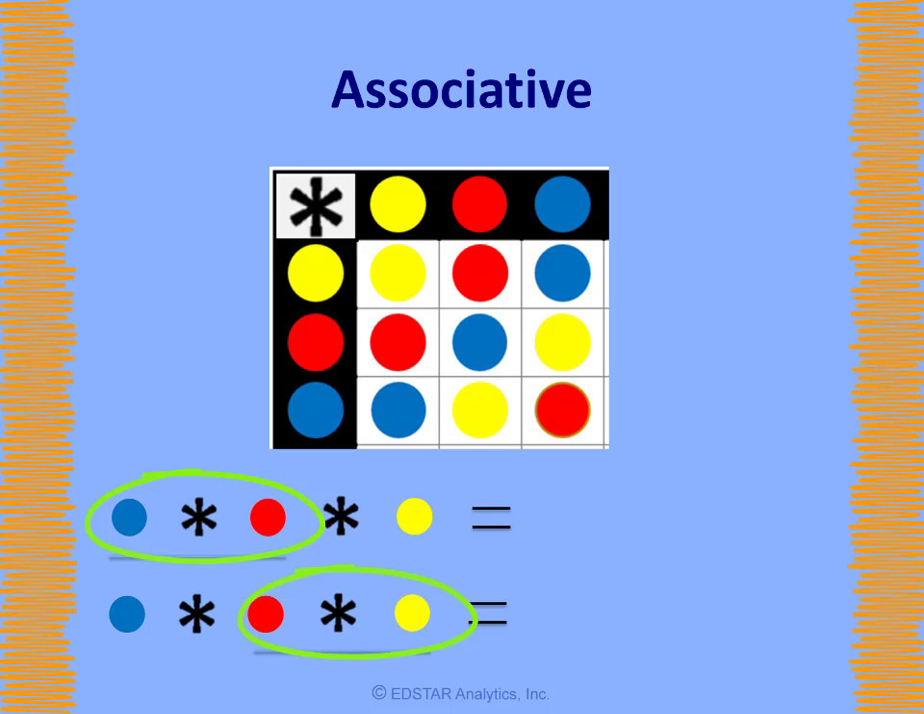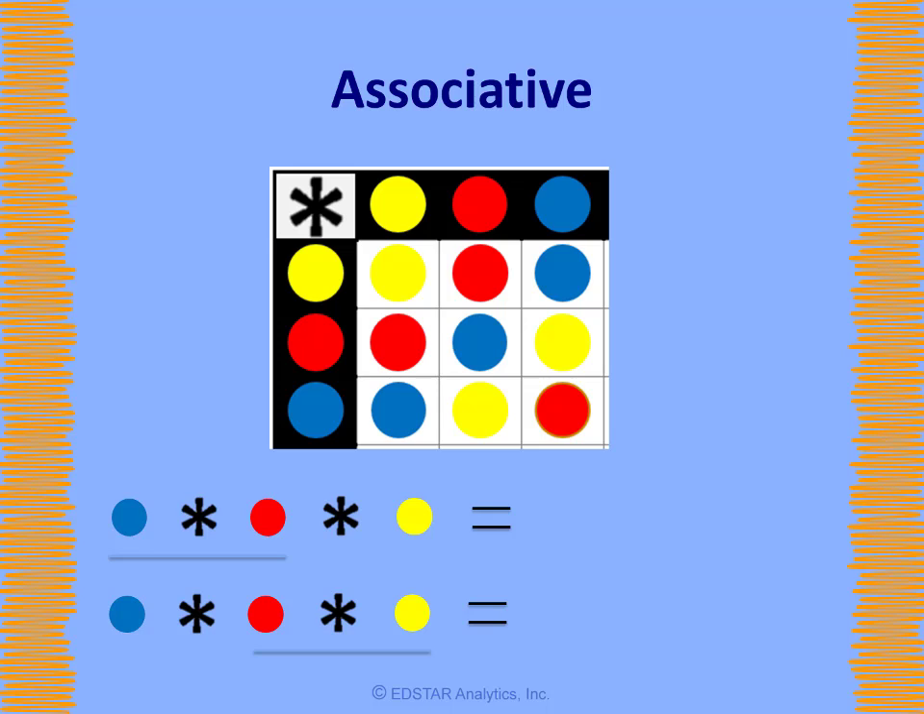So if we go ahead and crunch through these examples, on the top one, first we do blue star red, which if we look at our table, equals yellow. So then we end up with yellow star yellow, which from our table is yellow, which means that the output of this entire top line is yellow.